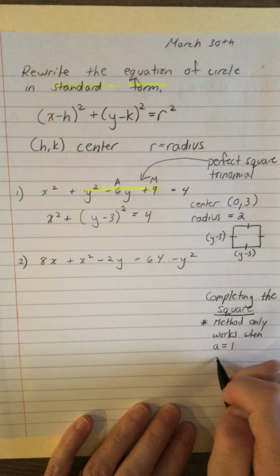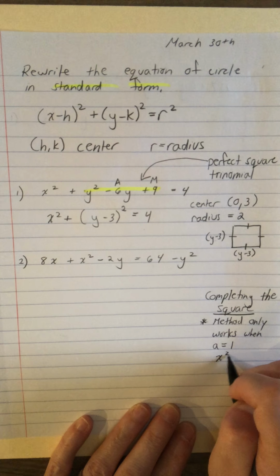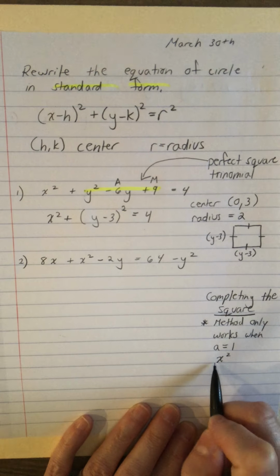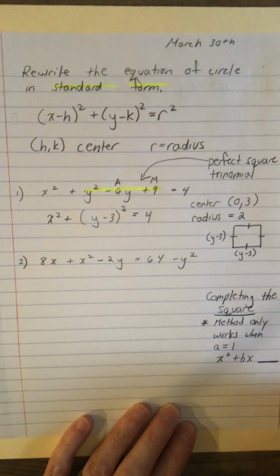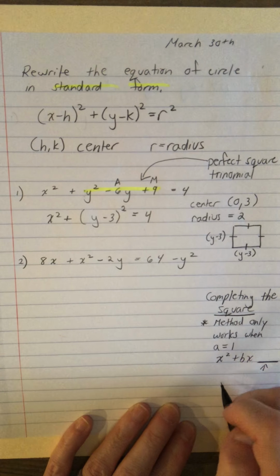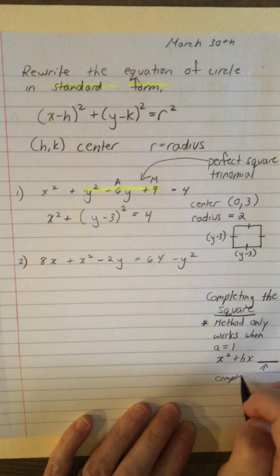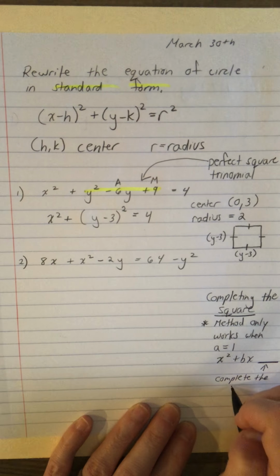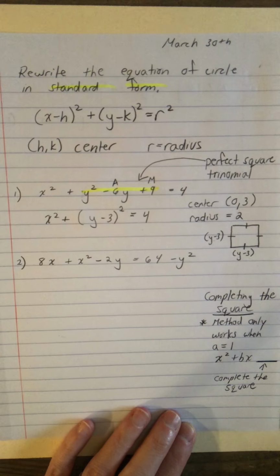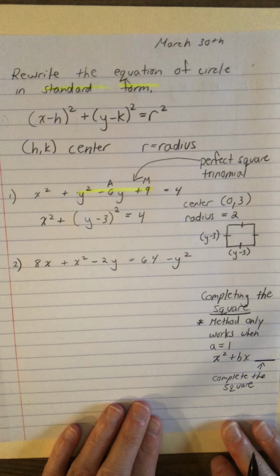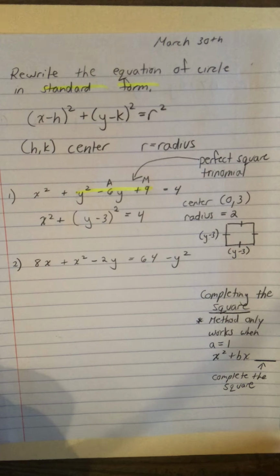So you're going to get an expression, and it's going to work like this. You're going to have x squared, 1x squared, so a is 1, plus bx. This is the expression that we're going to work with, and we are going to complete the square. And we're going to go over how that's going to work. But make a note, this only works when our a value is equivalent to 1.